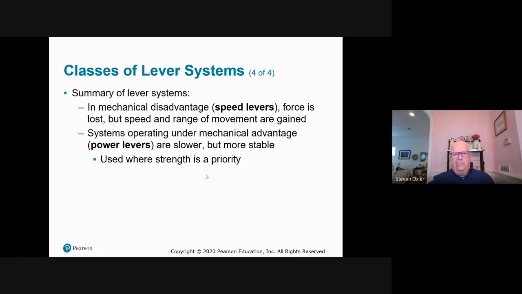So the summary: in mechanical disadvantage, speed levers, force is lost, but speed and range of movement are gained. Systems operating under mechanical advantage, power levers, are slower but more stable. Power levers, as the word says, are used when strength is a priority.